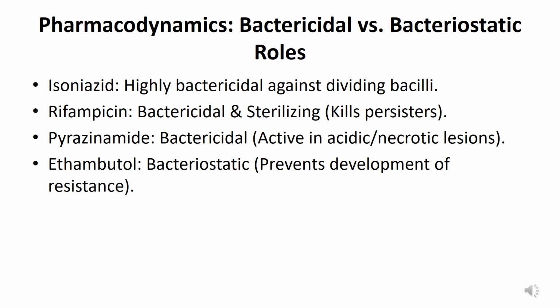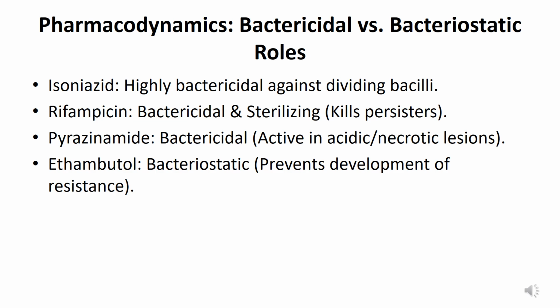Let's start with Isoniazid. Isoniazid is one of the most potent bactericidal agents against actively dividing Mycobacterium tuberculosis. Remember, Isoniazid blocks the synthesis of mycolic acids, which are essential components of the bacterial cell wall. Rapidly growing bacteria constantly need to build new cell wall material. When this process is interrupted, the organisms become unstable and die. This makes Isoniazid particularly effective during the early stages of treatment, when bacterial numbers are highest.